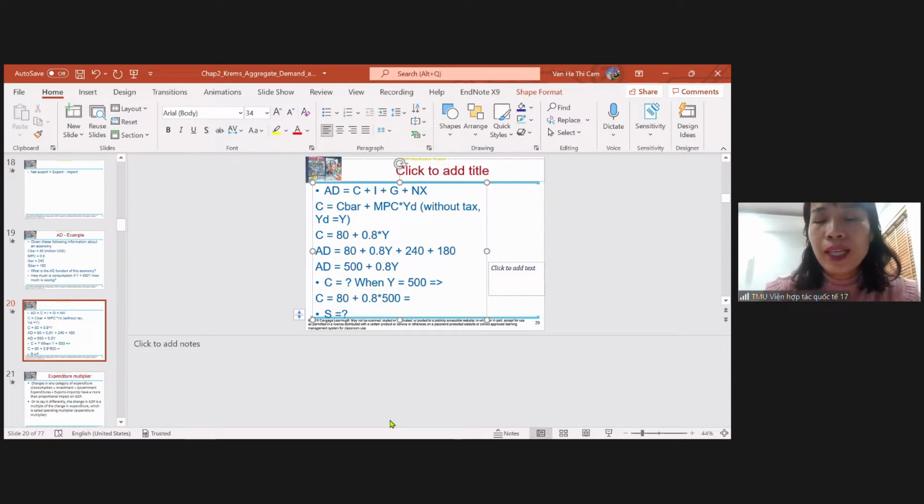So it's just simply put 500 where Y has the value there, right? So C equal to 80 plus 0.8 multiplied by Y. So Y now equal to 500. So we have C equal to 80 plus 0.8 multiplied by 500. Okay, so how much do we have here? So that's 480, right? 480 US dollar billion.